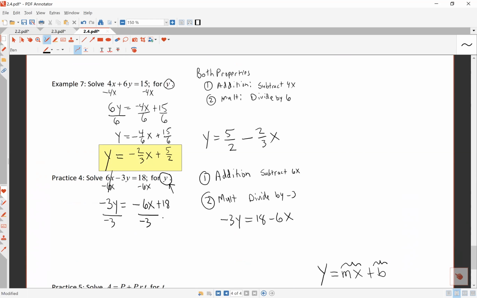Now we divide that by negative 3, and you have to remember, like I did in the previous problem, to distribute it to both terms. Leaves me with y equals negative 6 over negative 3, which is 2, and 18 over negative 3, which is negative 6. So that certainly looks a lot better than that answer with the fractions, but sometimes you have fractions and sometimes you don't. And so y equals 2x minus 6.